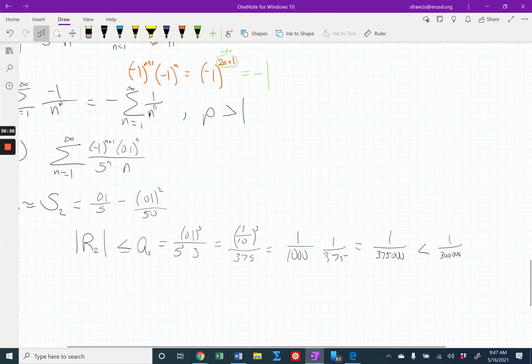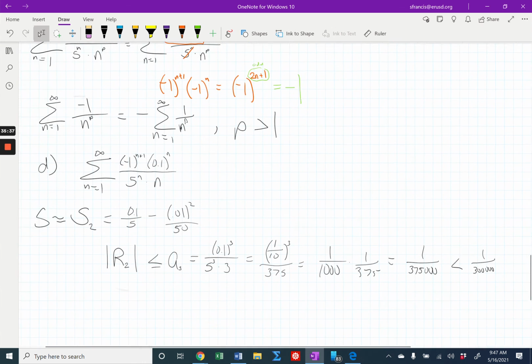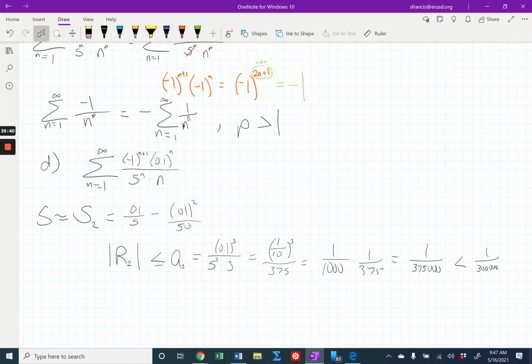And typically, finding the approximations with the error bounds is pretty straightforward like that.